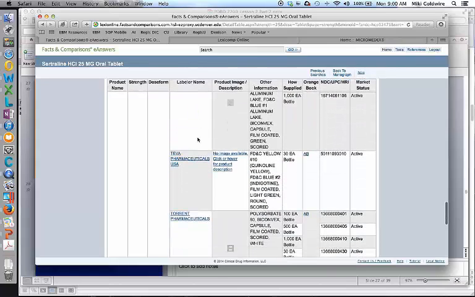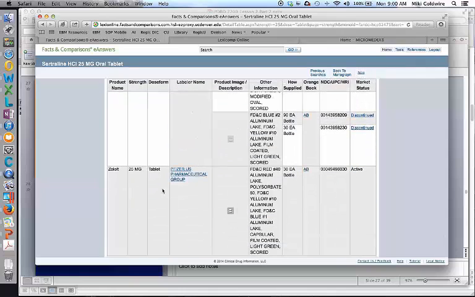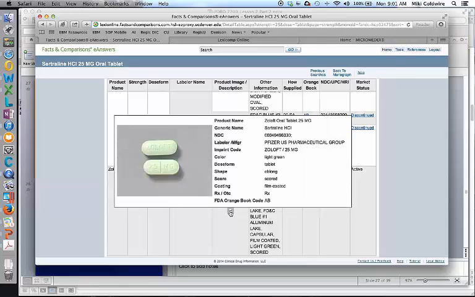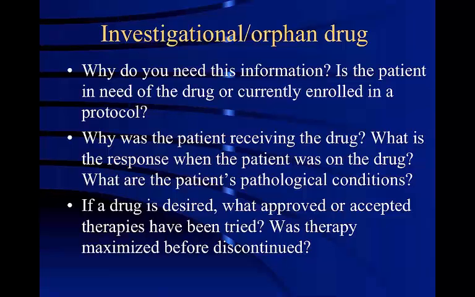I'm looking for the brand name product by Pfizer. And I can see here under other information that it lists other dyes. So it contains FD&C red number 40, FD&C yellow number 10, FD&C blue number 1. I can click on the picture to get more information also. And I get a description of the Zoloft 25 milligram tablet.